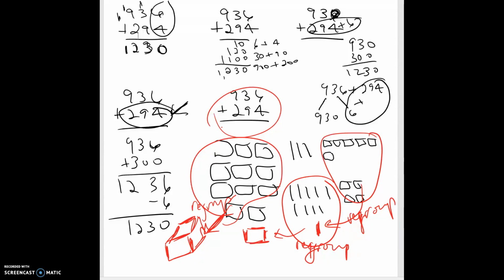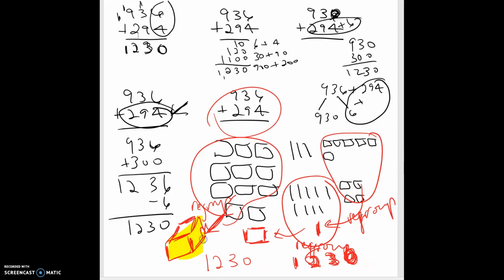And so my final answer, I look at what I have. I have 0 singles. So those are my 0 singles. And I have what? 3 longs left. So there's my 3. And I have these 2 right here, 2 flats. And then I have 1 cube. And so my answer follows what I have. So these are my 0 singles, 3 longs, 2 flats, and 1 cube. So that's 1,230.